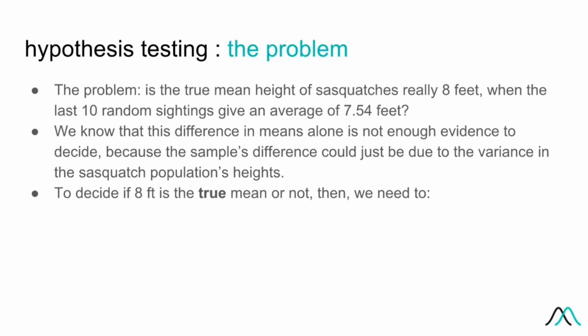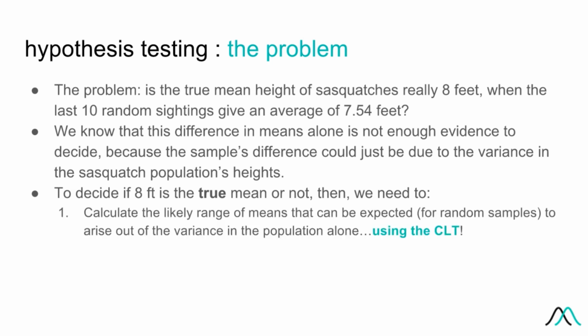So to solve this problem, we first need to calculate the likely range of means that could be expected for a random sample to arise out of the variance in the population alone. In part 3, with our exploration of the central limit theorem, we learned the precise mathematical relationship between a population's variance and the variance then in that population sample means curve. That is, in the normal distribution of means you'd expect to see when you take random samples of some fixed size from the population.